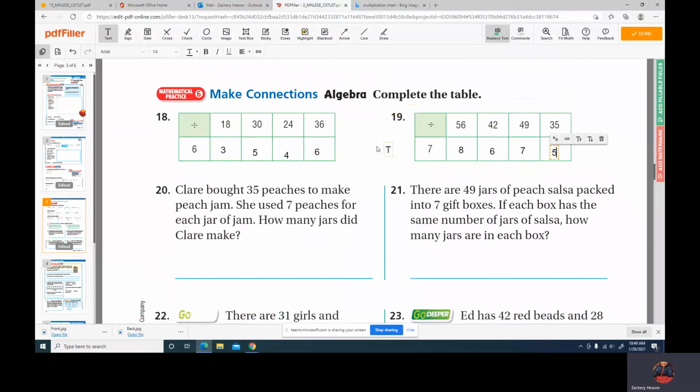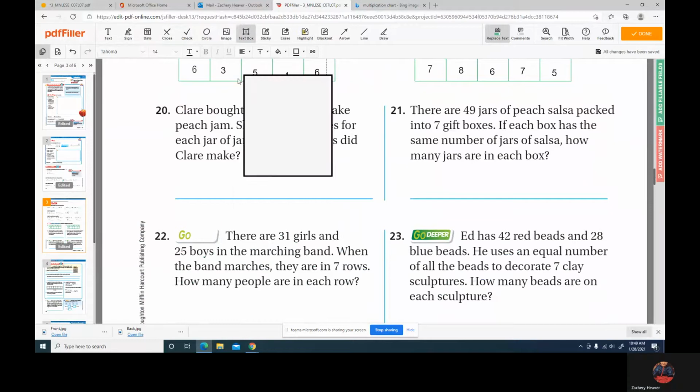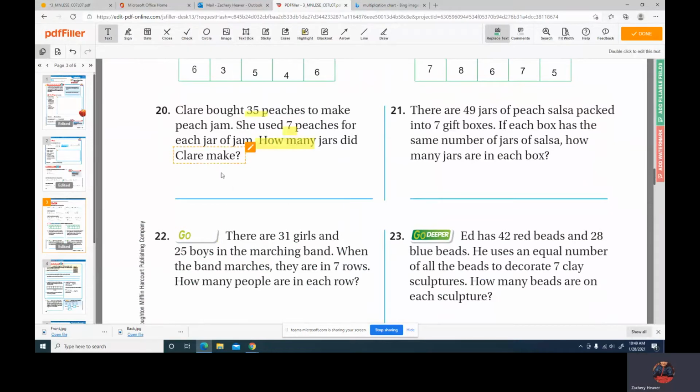Claire bought 35 peaches to make peach jam. She used 7 peaches for each jar of jam. How many jars did Claire bake? Well, we're going to keep it simple. We have 35 peaches and she used 7 for each jar. So our equation is going to be 35.